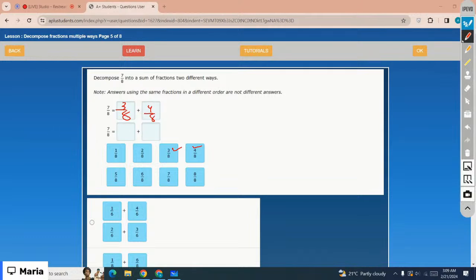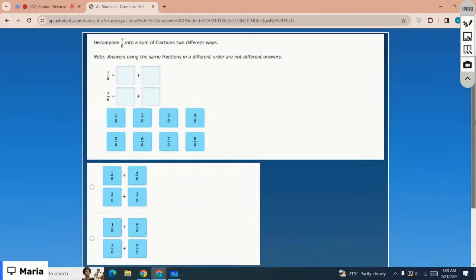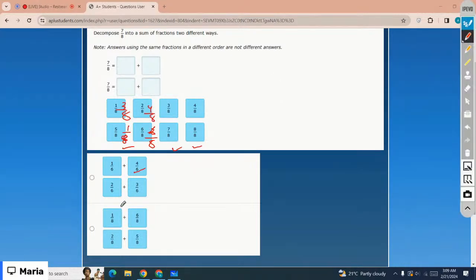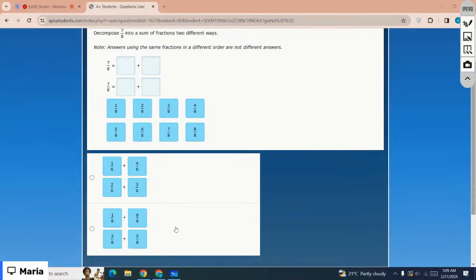You have so many ways you can make it, right? The other thing is you can make 1 plus 6. You can also make 2 and 5, right? 1 by 8 and 6 by 8, right? Let's see which is the correct option. Hold on. Option number 2 is the correct option. That is 1 by 8 plus 6 by 8, because 1 plus 6 makes 7, and 2 by 8 plus 5 by 8. The second option is the correct one.